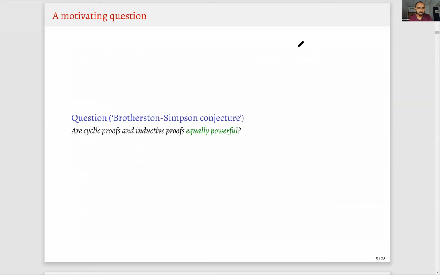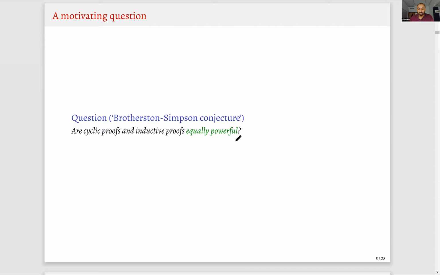And I think the final point I'll make is that when we interpret "equally powerful," this can have different levels of refinement. Do they prove the same theorems is one way of interpreting it. But do they prove the same theorems with proofs of the same size? Do they prove the same theorems with invariants of the same complexity? I think all these different questions give us different insights into what's going on.